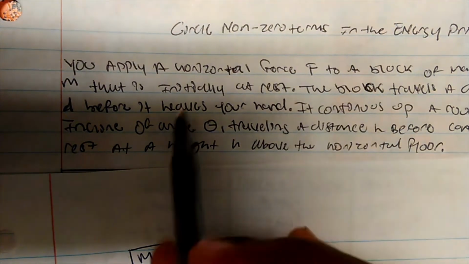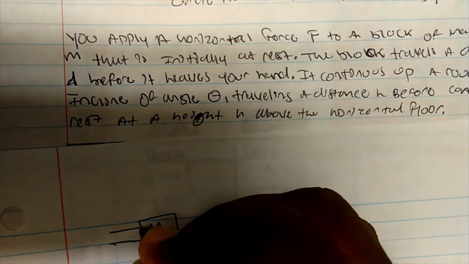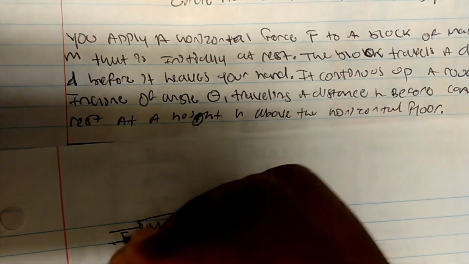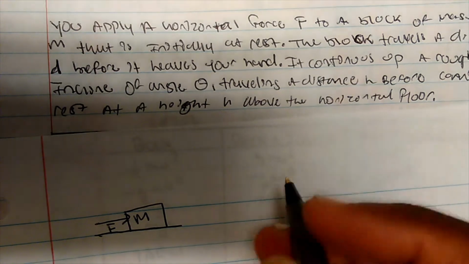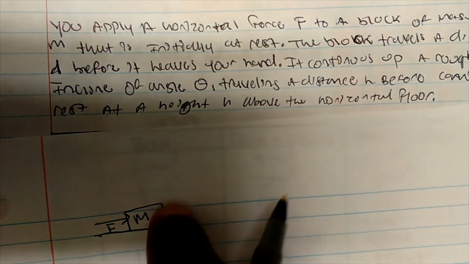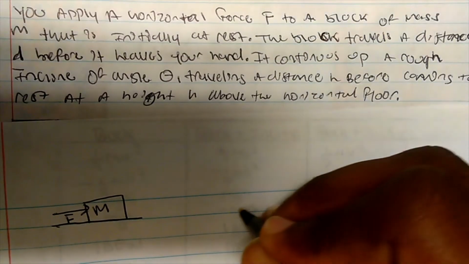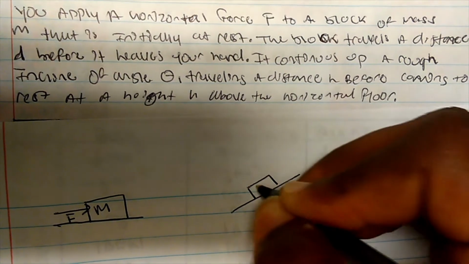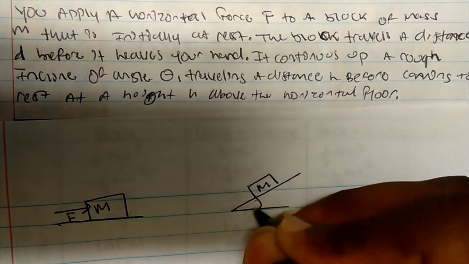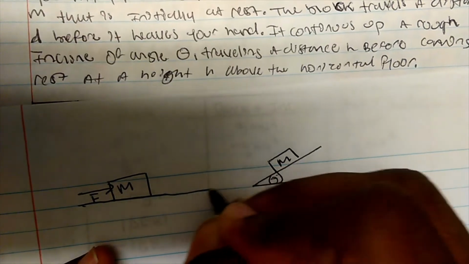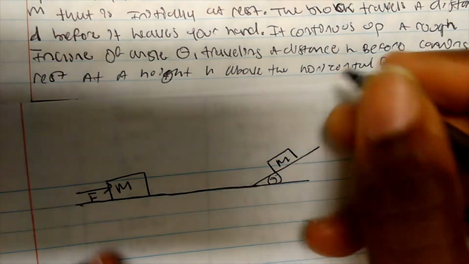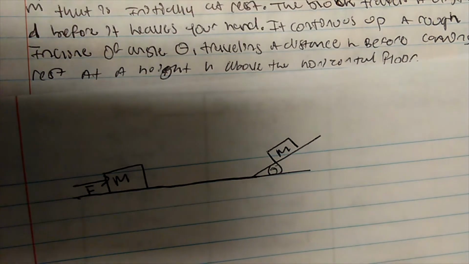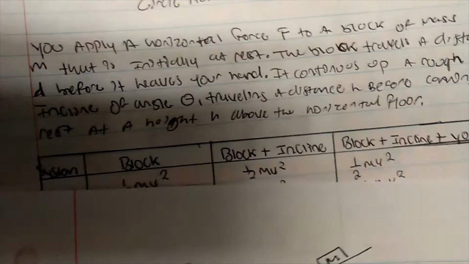Now it says to me that you apply a horizontal force. So maybe you apply a force like this. Okay, so there's my force. You apply a horizontal force, and remember, it's initially at rest. You apply a force and it moves, and then moves up an incline at an angle theta. Okay, and it stops at rest. So there's our picture. This is simple enough for us to visualize.